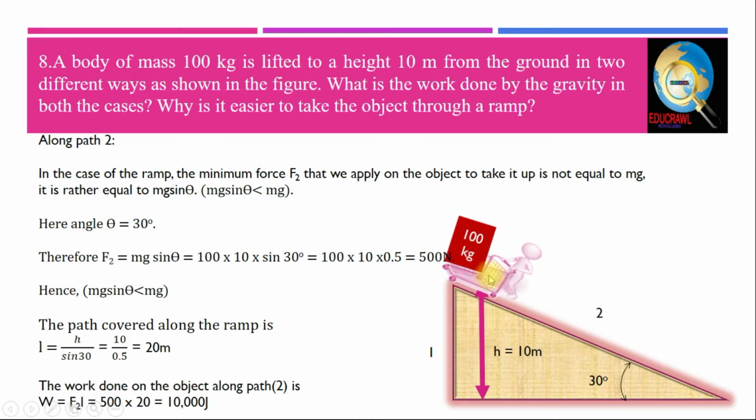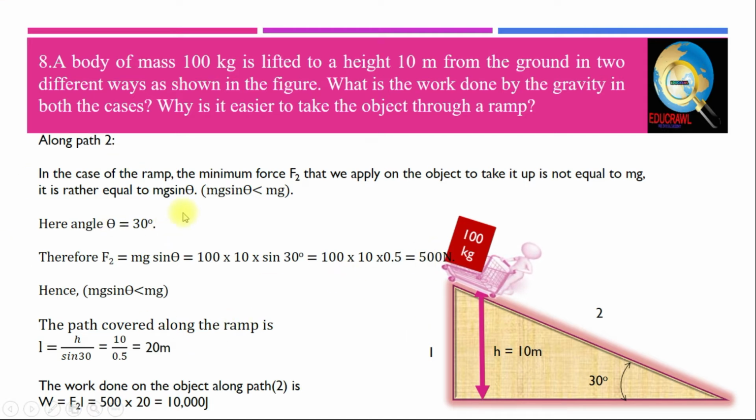So we have to resolve mg into mg sin theta and mg cos theta. Only mg sin theta will be acting along the ramp. So mg sin theta will be less than mg only. Now, if you see the diagram, the theta value is given as 30. So we are finding the mg sin theta, that is the component of gravitational force.